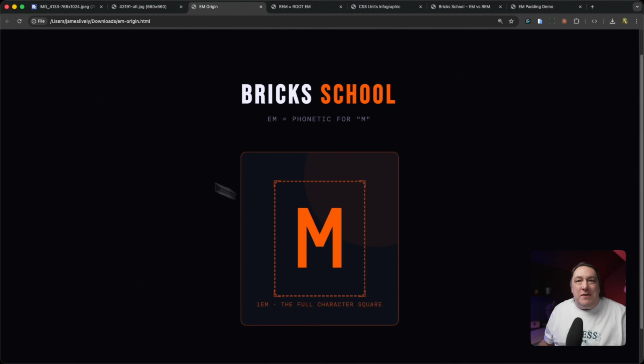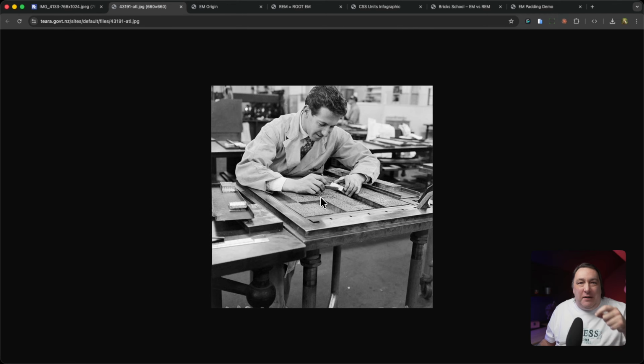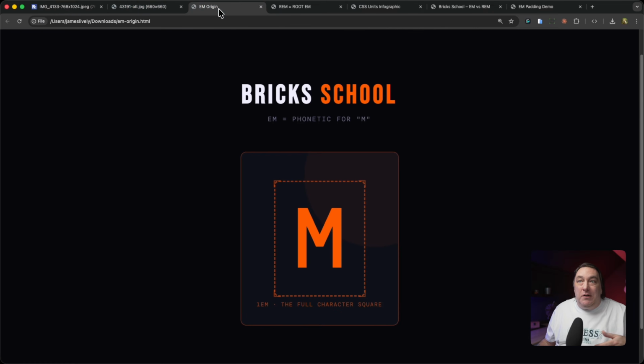So why do we do this? Well, way back in the day, they used to take little blocks of metal and put them together to make a newspaper, and this is how printing worked. A person would sit there in the black and white days and put all these little blocks together, and he needed to know exactly how many letters he could fit on one sentence. In order to do that, he needed to know what the biggest letter was. It was an M, because M's almost a square, right? So that's where EM comes from.